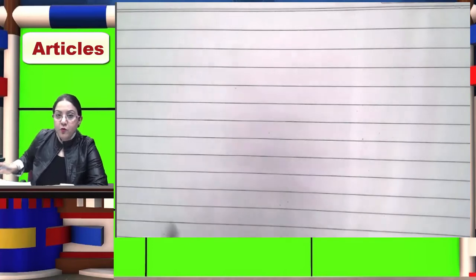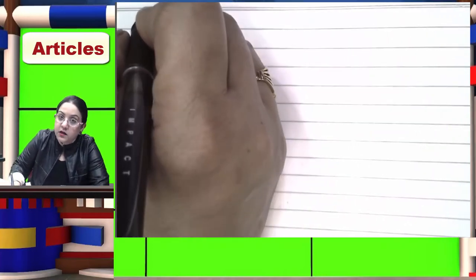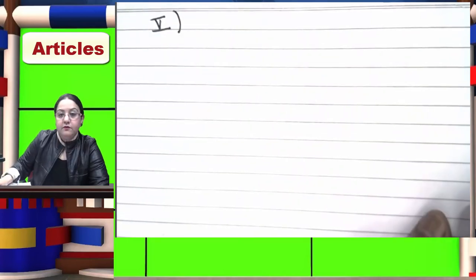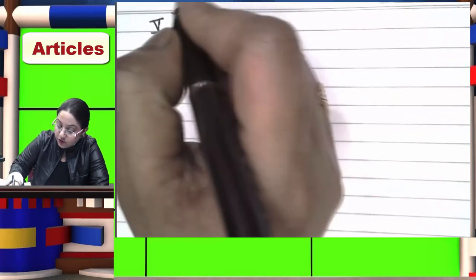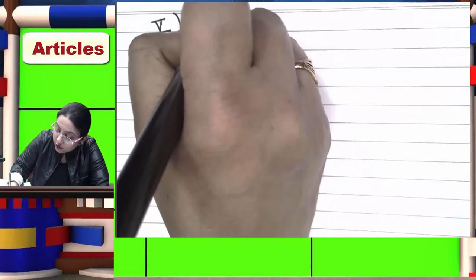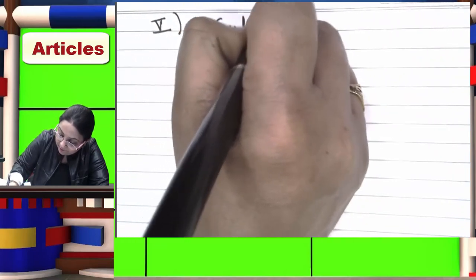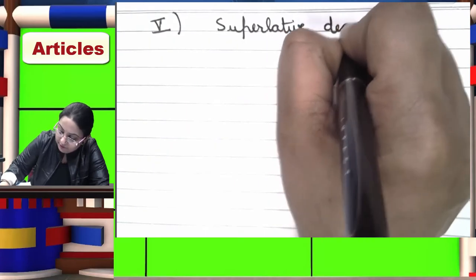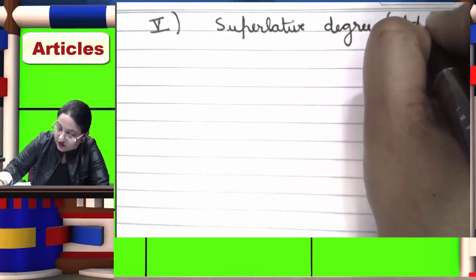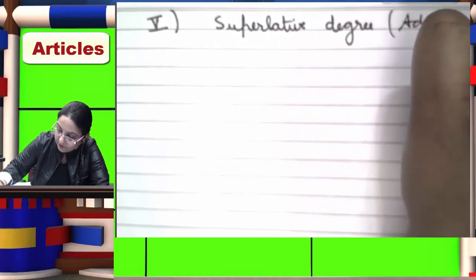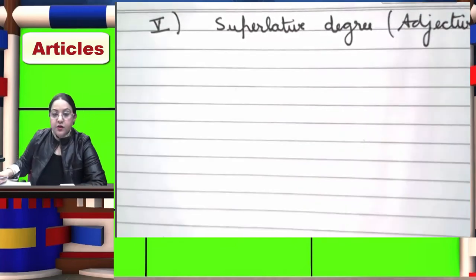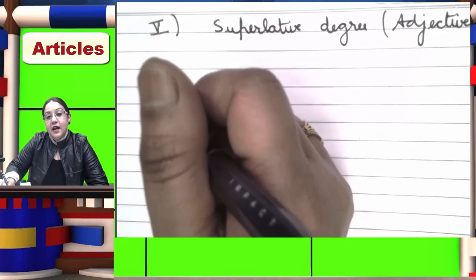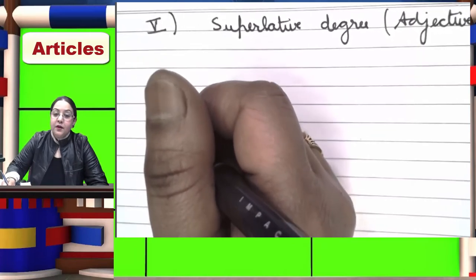Now we are going to discuss a few more cases where we use the. The fifth case where we use the is when we are talking about superlative degree. Superlative degree, we are talking about superlative degree in adjectives. So when I am talking about superlative degree of adjectives, then we are again taking the.